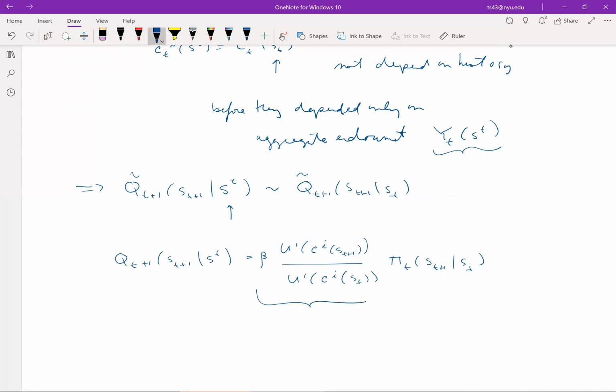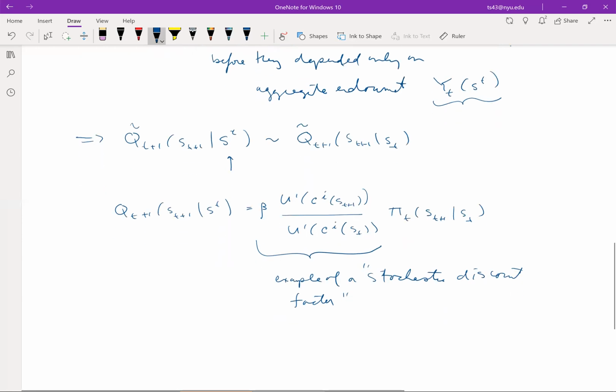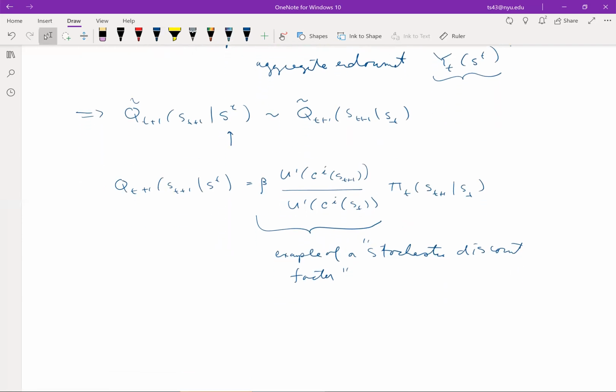This object is an example of what's called a stochastic discount factor. We'll spend more time talking about that. Stochastic discount factor. One step.